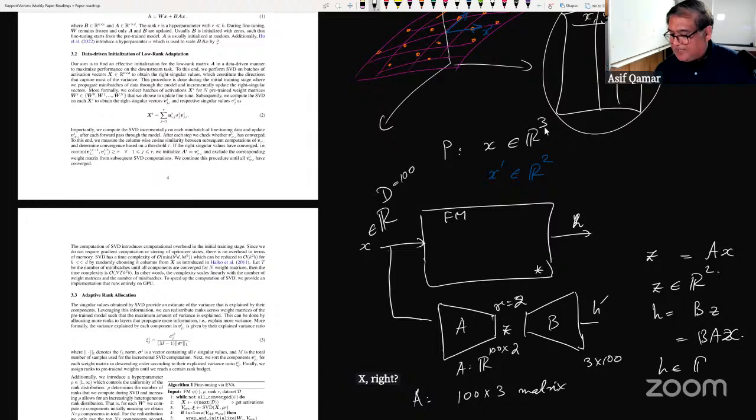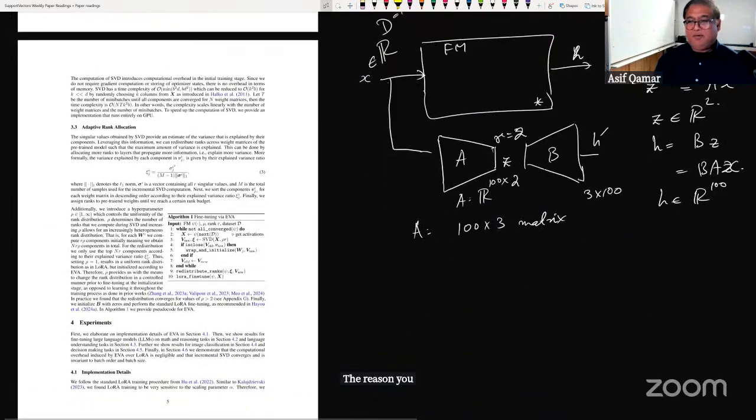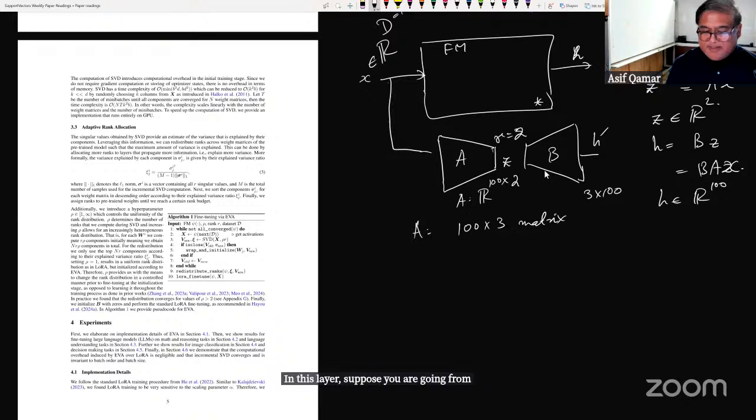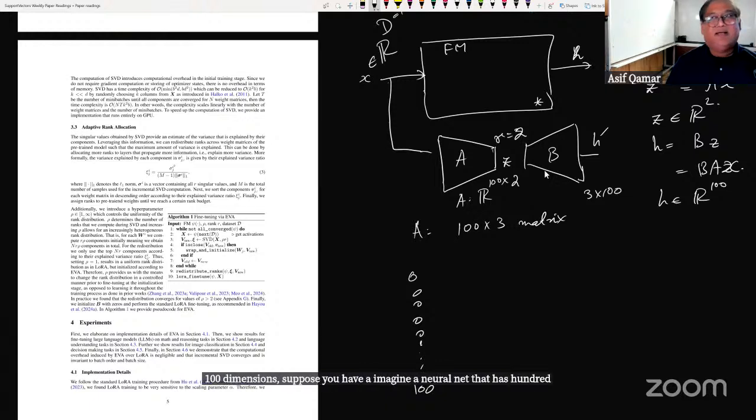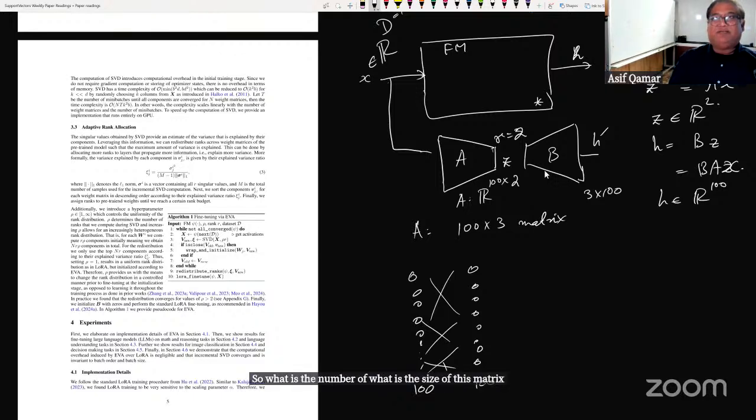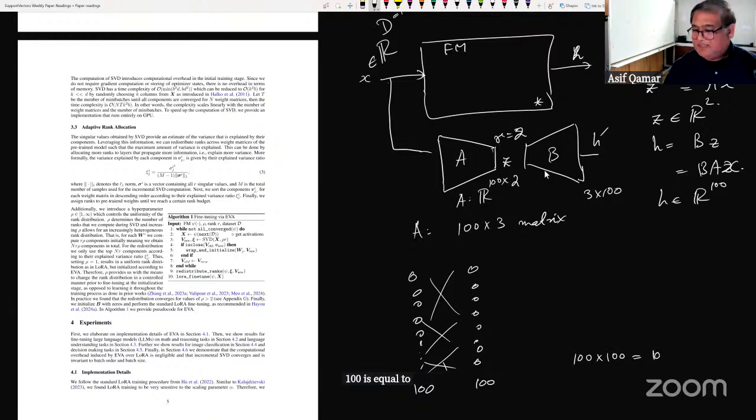H will belong back to a 100-dimensional space, isn't it? You project it back. Now you ask this question, why am I doing that? The reason is, now look at this machine. In this layer, suppose you're going from 100 dimensions. Imagine a neural net that has 100 inputs, and you are converting it to another 100. So what is the size of this matrix? 100 times 100, isn't it? 100 times 100 is equal to 10 to the power 4, 10,000.